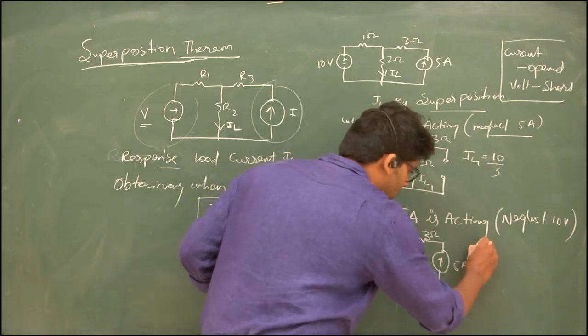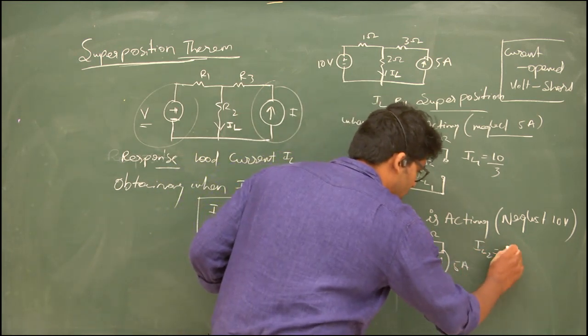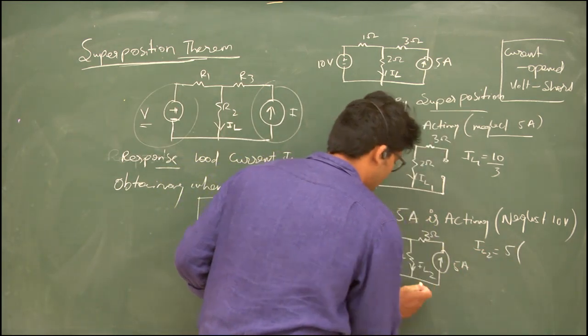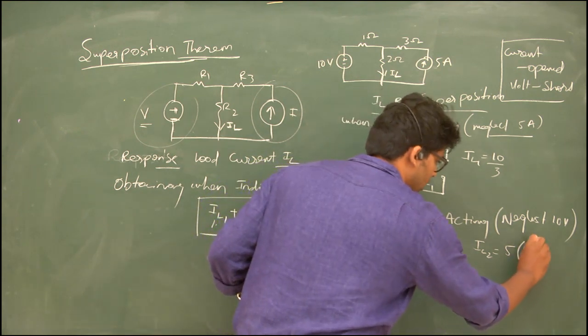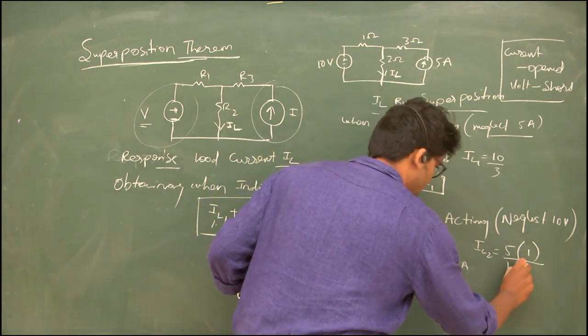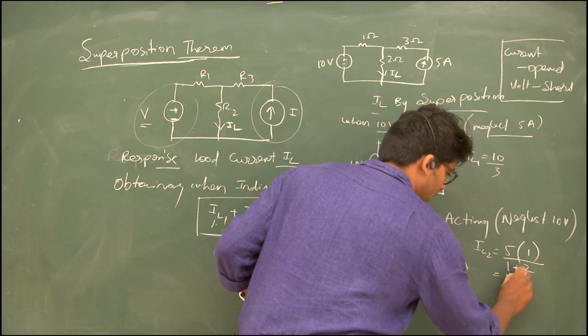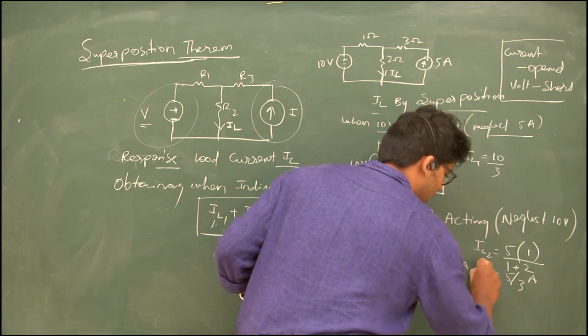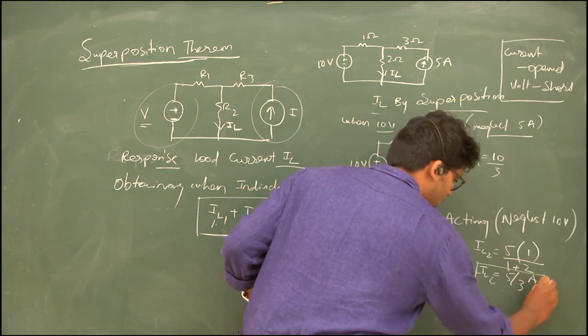By current division rule, IL2 equal to the source acting 5 amp into other element by 1 plus 2, that is 5 by 3 amps. IL2 is 5 by 3 amps.